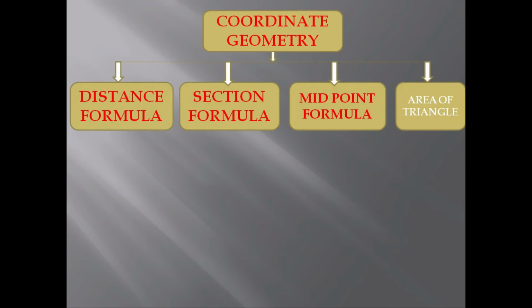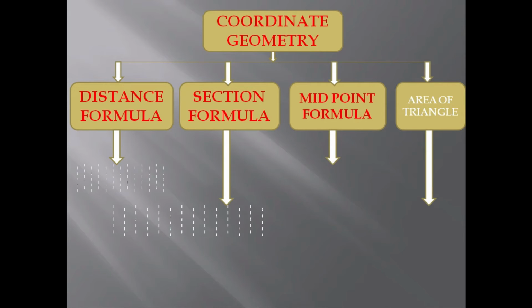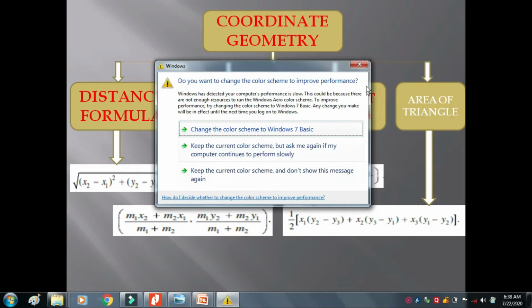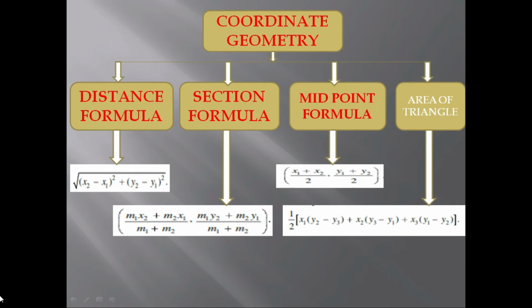So coordinate geometry, there are 4 topics in this, or 4 formulas: the distance formula, section formula, midpoint formula. We are going to do only these 3; area of triangle we are not doing this year. After this you can simply give the arrow and write down their formulas. I want this to be the first page of your chapter number 7, that is coordinate geometry.